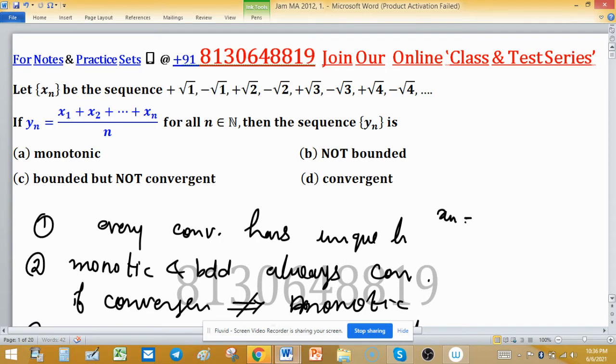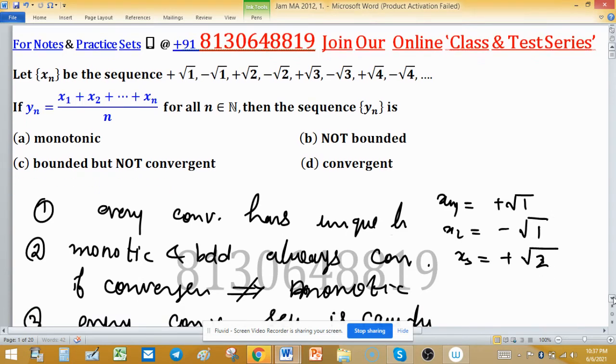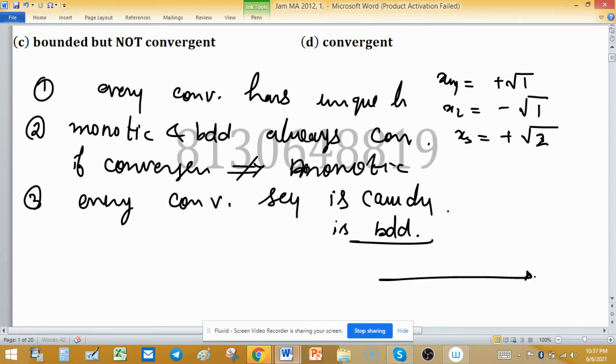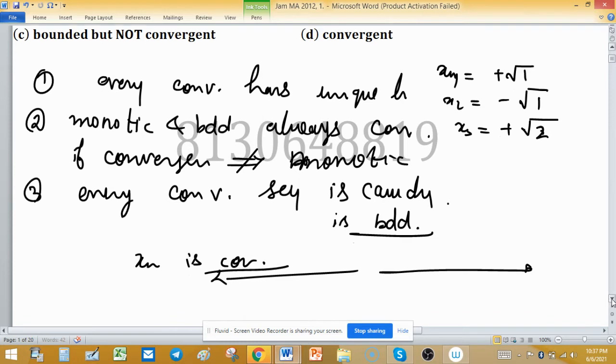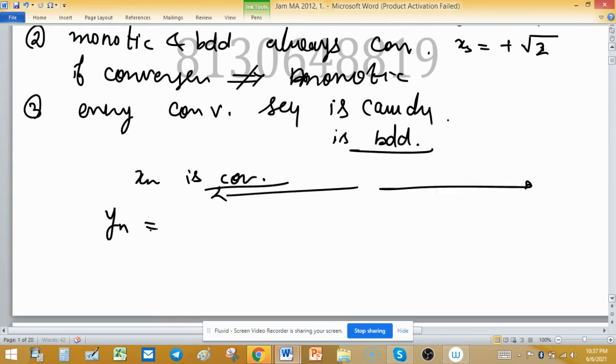If we see, x1 is plus square root of 1, x2 will be minus square root of 1, x3 is plus square root of 2. So we can say that this sequence xn goes to positive infinity and negative infinity in both directions, so xn is not convergent. But we define the average of xn as yn, which may or may not be convergent. I'm not saying yn will be divergent just because xn is divergent; yn may or may not be convergent. We investigate it.